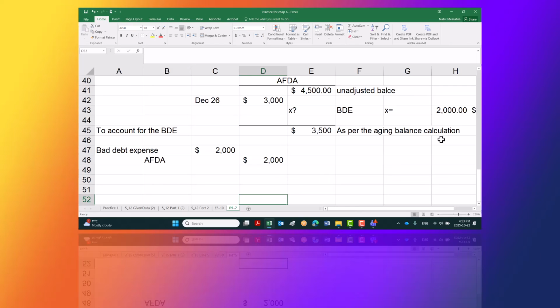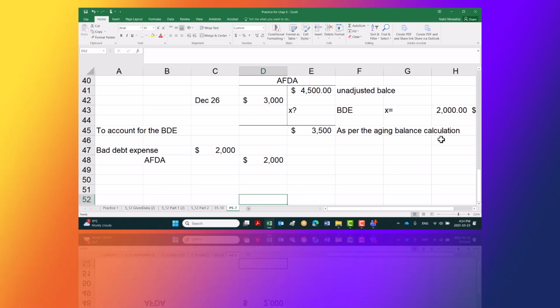current, 1 to 30, 31 to 60, over 60, that aged balance with percentage for every category, every rank, it gives the amount that will be in the balance sheet. The aged balance, the $3,500, gives the amount that will be on your balance sheet as a negative amount of the asset, as a contra asset account.